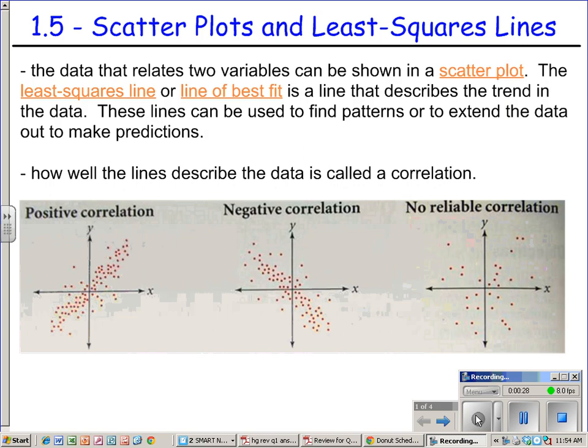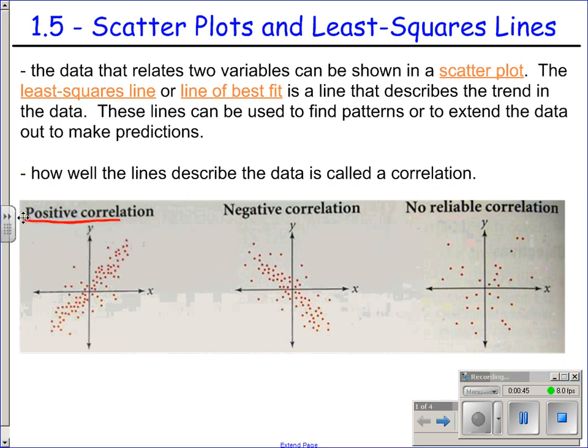Sometimes the data follows a pattern. When it does that, there's a terminology for it. It's called correlation. And you can see in the picture here on the left, you have this positive correlation. Basically, the data is following a linear pattern with a positive slope. Okay, it's not a perfect line, but there is a trend to it.